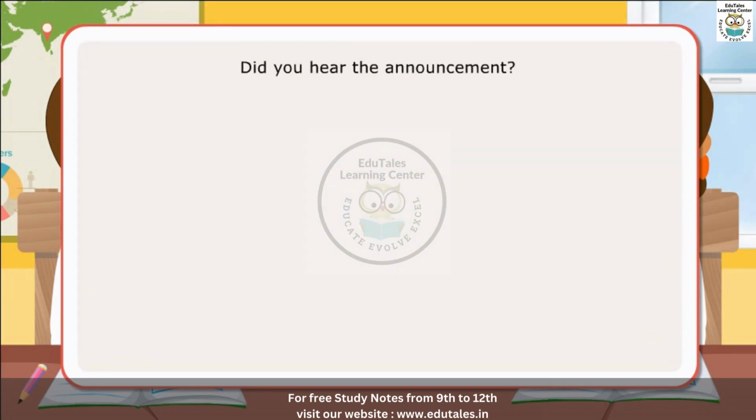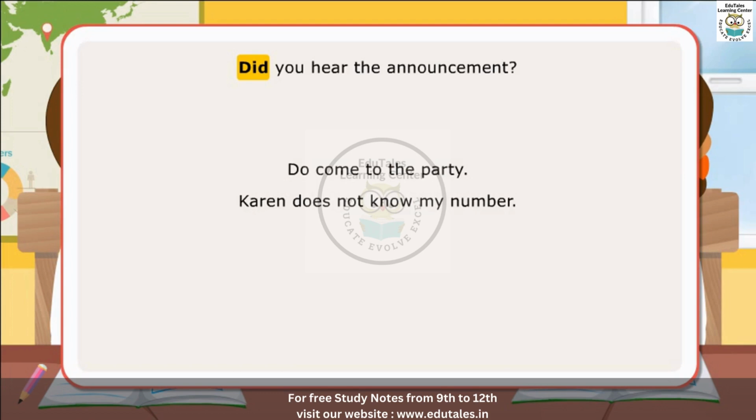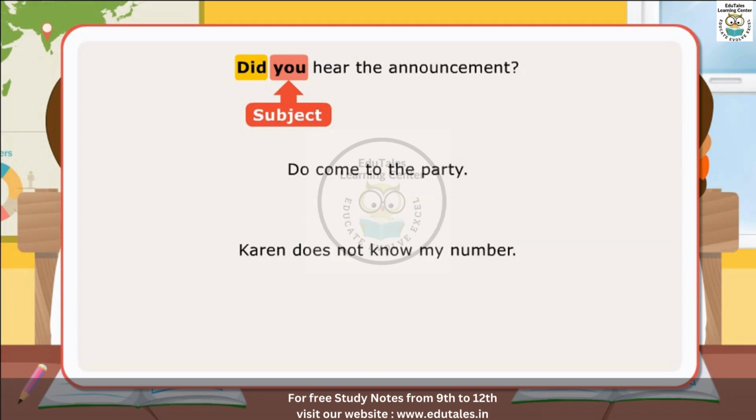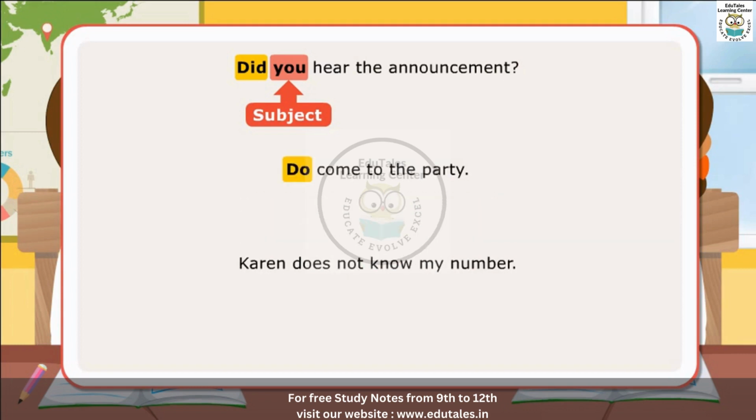Did you hear the announcement? Do come to the party. Karen does not know my number. In the first sentence, did has been used with the subject you to ask a question in simple past tense. In the next sentence, do has been used for emphasis. In the last sentence, does has been used with a name to form a negative in simple present tense.